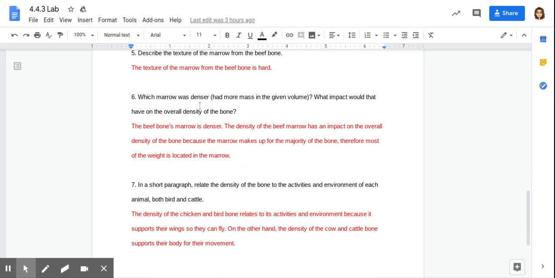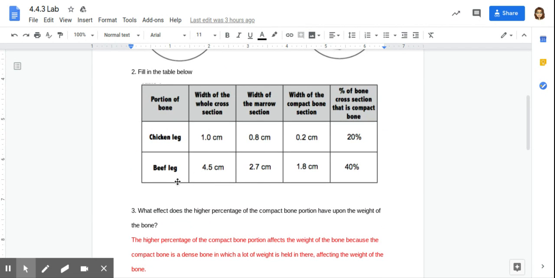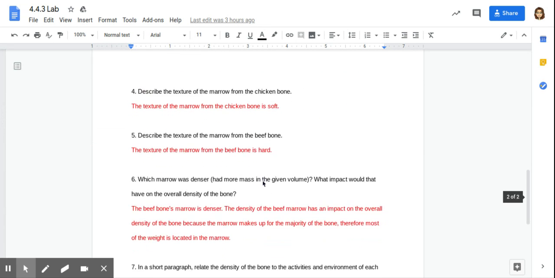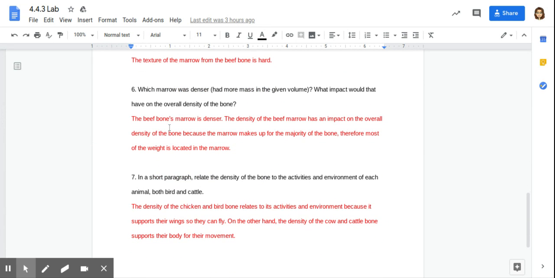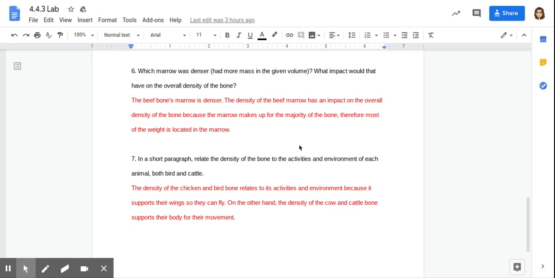For number 6, which marrow was denser, had more mass in the given volume? What impact would that have on the overall density of the bone? Like I said before, looking at our data in the chart, we can conclude that the beef leg is a lot more dense per volume. So you could say the beef bone marrow is denser. The density of the beef marrow has an impact on the overall density of the bone because the marrow makes up a majority of the bone. So there's more marrow per volume. Remember, volume is the amount of space that something takes up. So there's more marrow per volume, therefore more of the weight is dispersed throughout the bone in the marrow, okay?